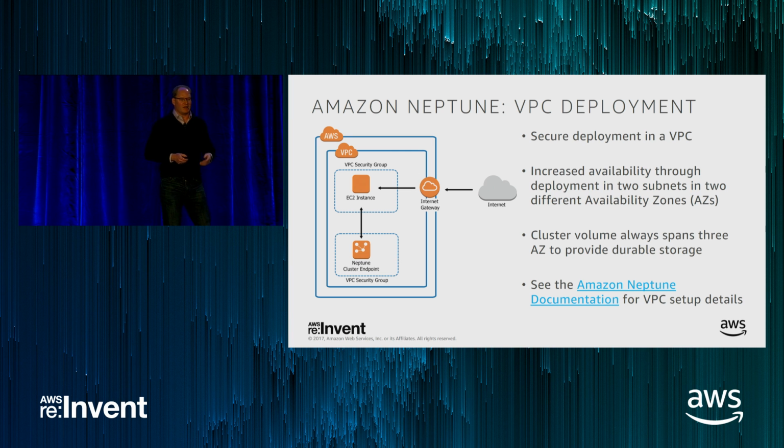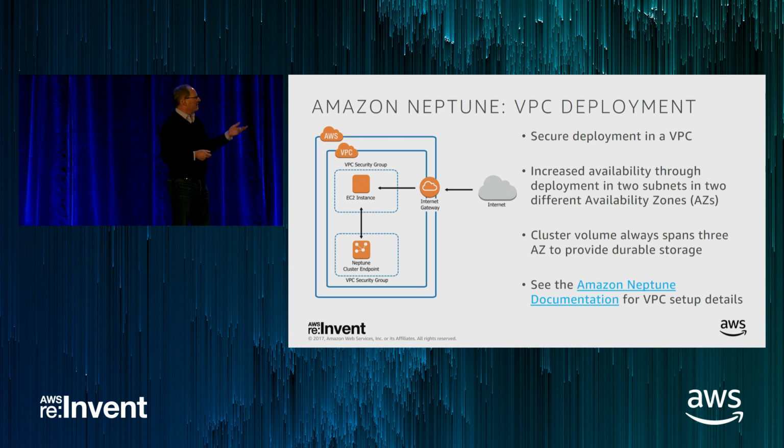So first, let's talk about how you deploy Neptune. Neptune is deployed into a VPC. You deploy a Neptune cluster endpoint, and you configure the VPC security group for the Neptune endpoint. Then you configure another instance, an EC2 instance, with the proper security group settings, which gives you a connection to an internet gateway. And then you query Neptune accordingly from the EC2 instance.